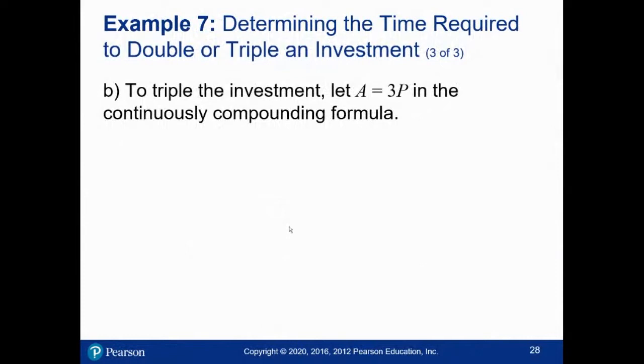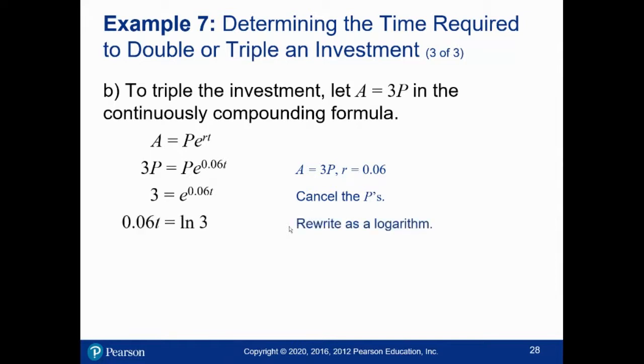To triple the investment, very little changes. You just use A equals 3P instead of 2P. So it's really the same work, it's just you have a 3 over there instead of a 2, which means I have a log 3 instead of a log 2, and it works out to be about 18.3 years.